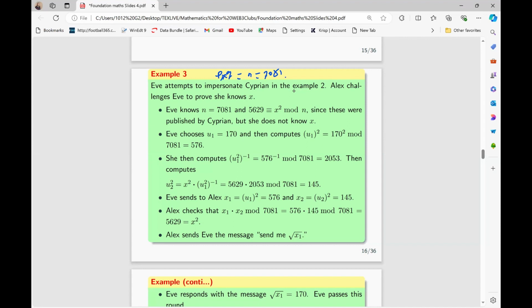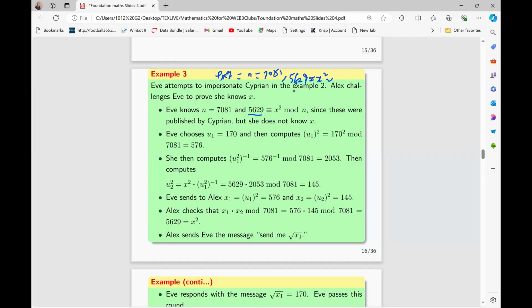Then the other information that was public was 5629, which was x square. So this again was public. Of course, in that example too, Cyprian knew what x was. So he used that x to get its square. But the x was that secret information, which we are calling the witness. It was the witness, so he did not want it to be known by anybody.